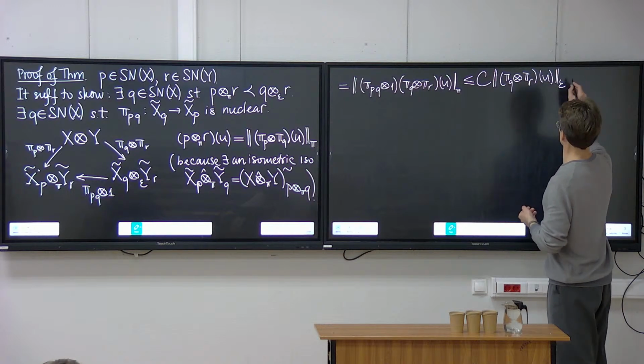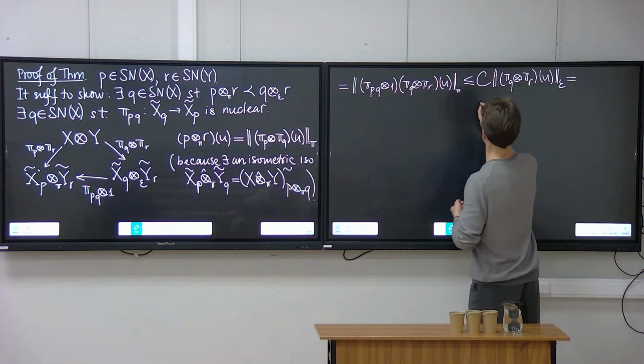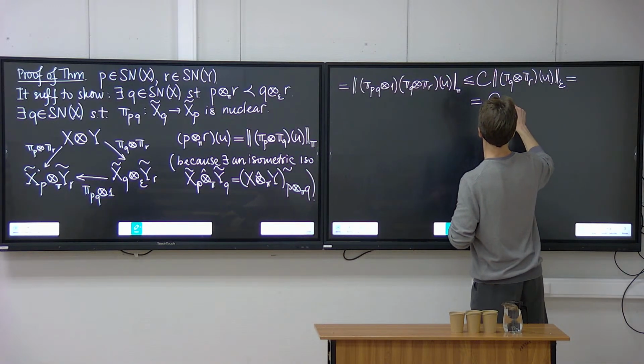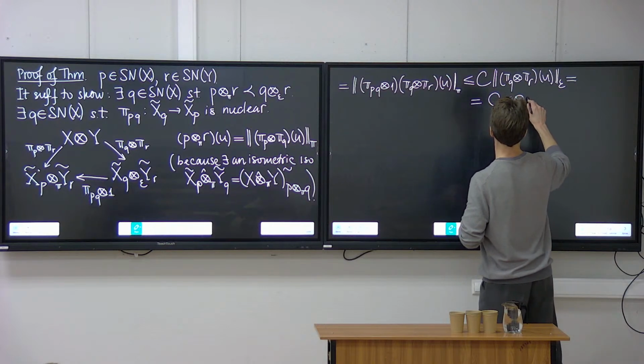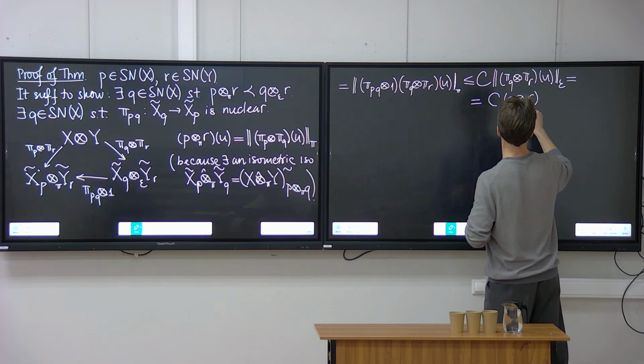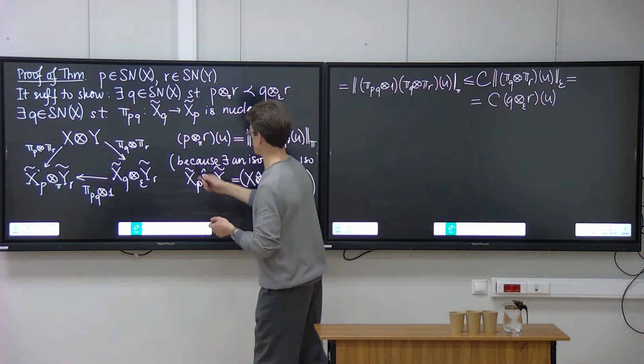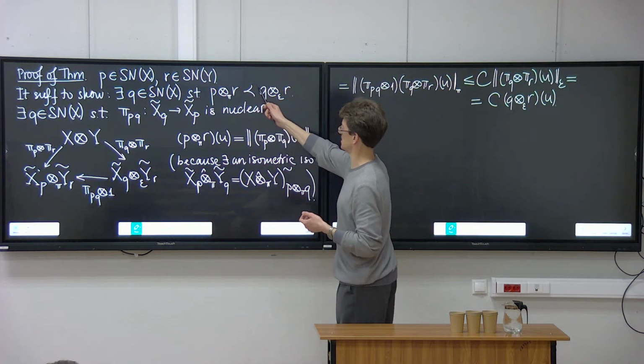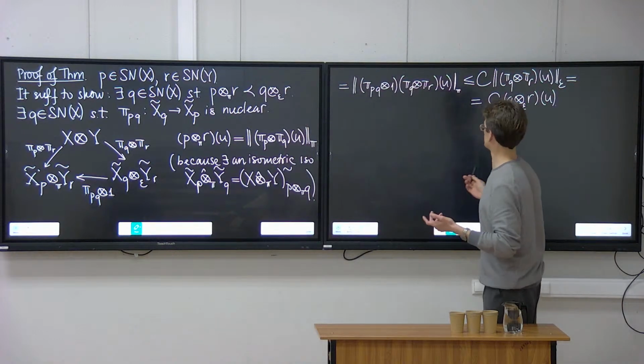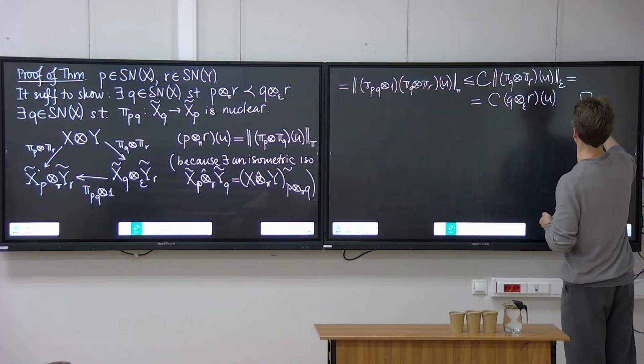And this is nothing but the injective tensor seminorm q tensor r applied to u. And that's it. So we see that this seminorm is dominated by this one. This completes the proof.